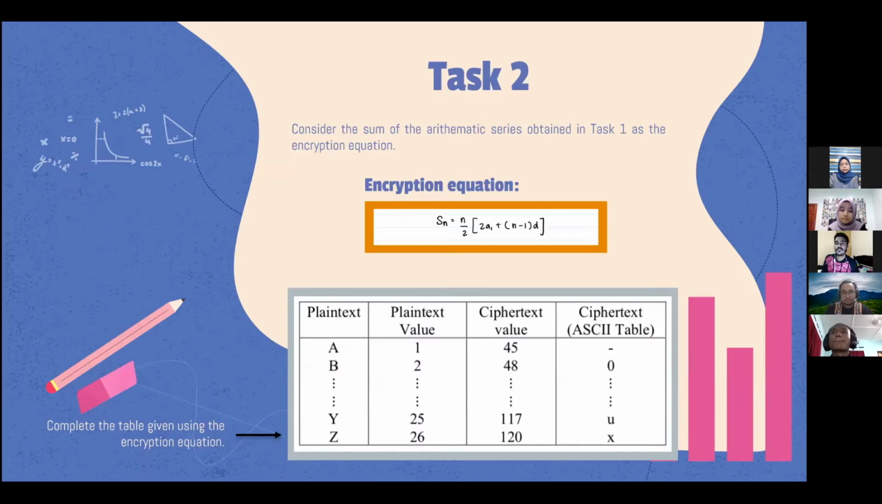So we go to the next step in Task 2. Based on the formula of the arithmetic series presented by Nizamuddin in the first task, we get the encryption equation as Sn equals n over 2 times (2A1 plus (n minus 1) times d). The alphabet represents the plain text, followed by the plain text value, the ciphertext value, and the ciphertext ASCII table.